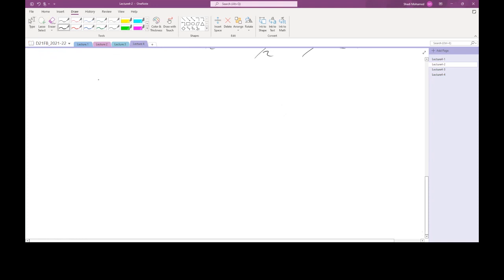The stress matrix looks like this. Please pay attention because, from my past experience, I found that people get confused with it. So I'll try to explain it once. Hopefully you will get it. So you have this stress tensor.